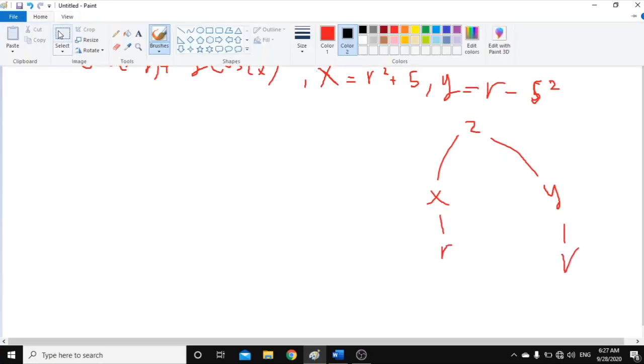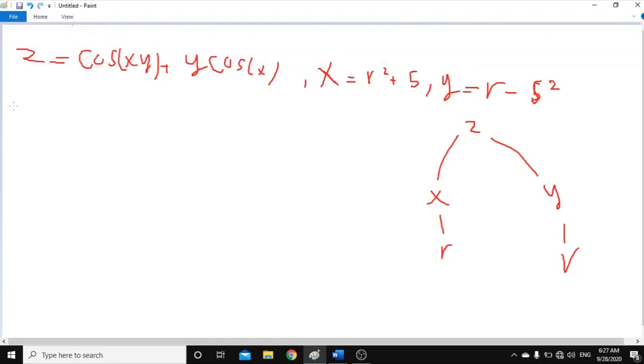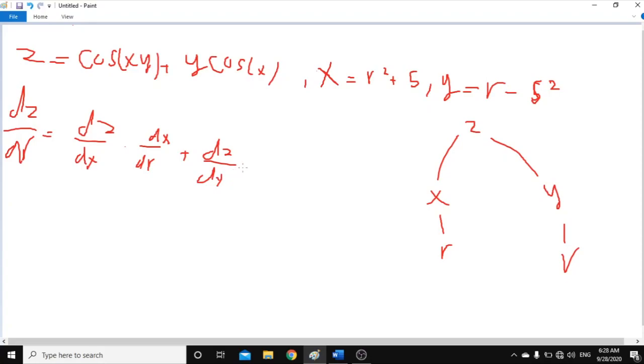And yeah, see, everything has become easier. From here we can write that dz over dr, and then we can write it as dz over dx times dx over dr, plus dz over dy times dy over dr. This is the first step.